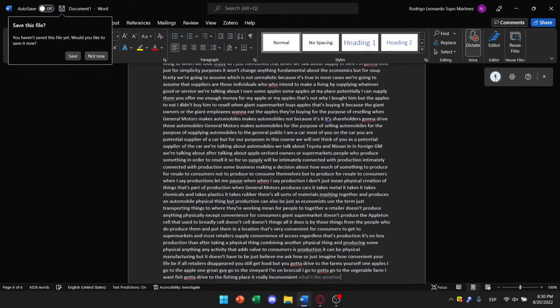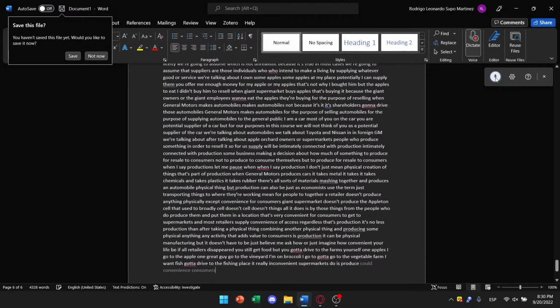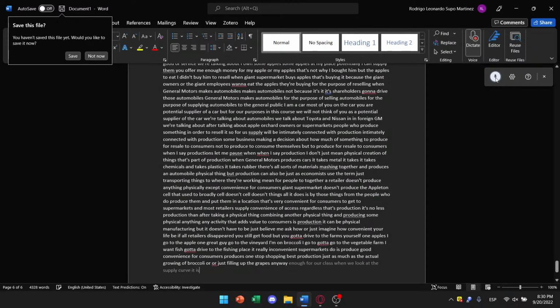What supermarkets do is produce convenience for consumers. They produce one-stop shopping. That's production just as much as the actual growing of the broccoli or distilling of the grapes. Anyway, for our class, when we look at the supply curve, it is going to reflect costs of production, because for us, suppliers will be producers.